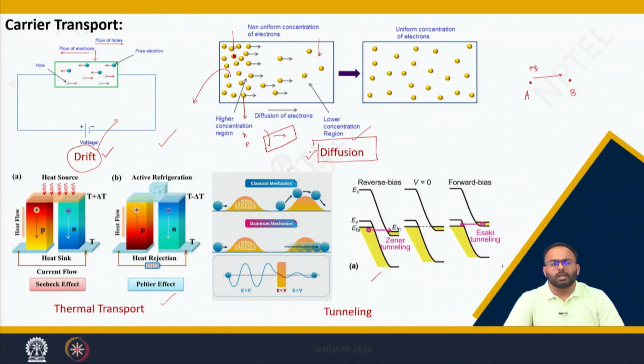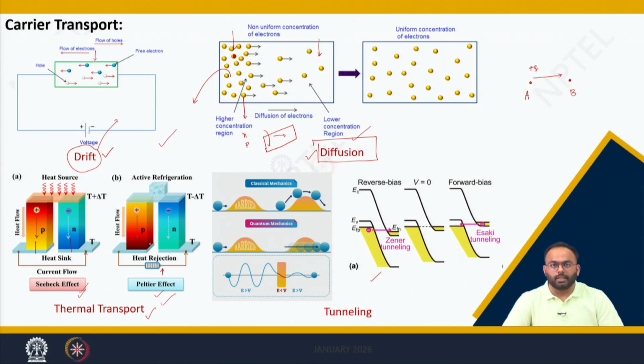There are a few carrier transport mechanisms like thermal transport, under which we can talk about the Seebeck effect and Peltier effect. It means if you have two regions where you are creating a temperature difference, then a current will flow. That is the Seebeck effect. And what is the Peltier effect? If you apply a bias or voltage externally, then there will be a temperature difference. So this comes under thermal transport, which we are not going to discuss in this course.